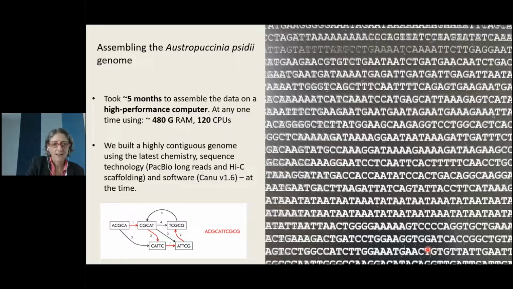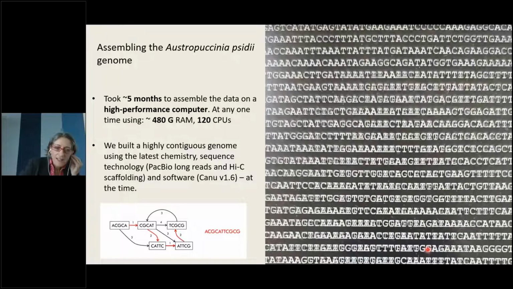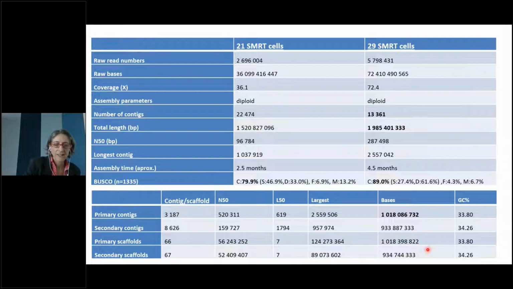And this is a slide just to show that the assembly happened over 5 months, at any time using 480 gigabytes of RAM and 120 CPUs, and we built a highly contiguous genome with the latest chemistry, sequencing technology, and software at the time. I like to just state that, because things change so fast. So this is just to compare. This was my previous diploid assembly using 36 times coverage, and we had 72 times coverage for the final assembly, and we got a final assembly of nearly 2 gig.